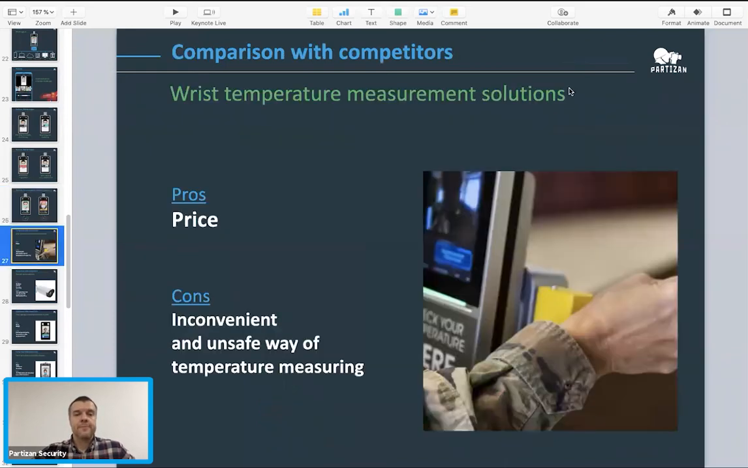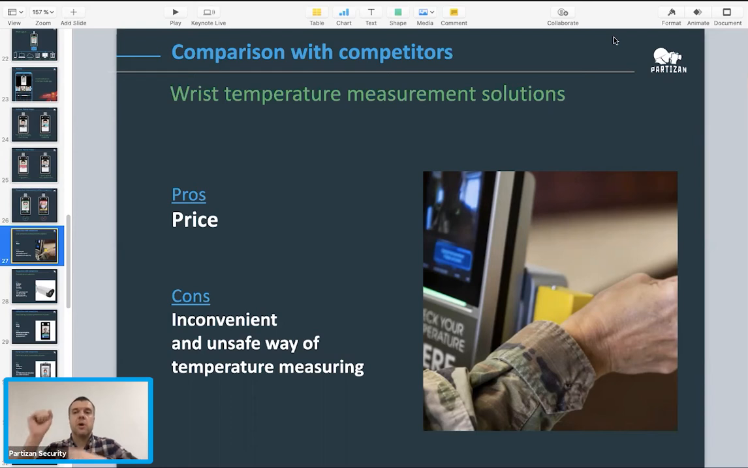First of all, when we are talking about competitors' devices, you can find on the market some devices which measure the wrist temperature. I will explain the pluses and minuses of this situation. The pro is the price, because like I said at the beginning, an essential part of the price of the whole device is the temperature measurement sensor.